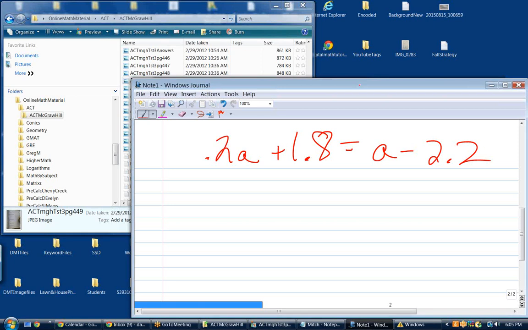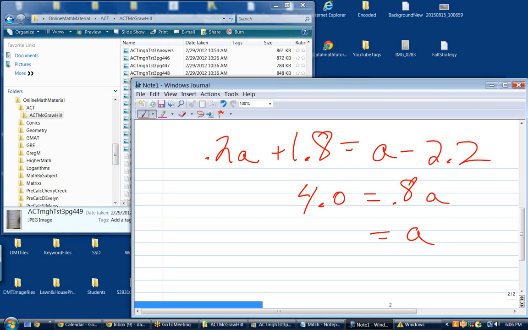So if we do both of those steps at once, what do we end up with on the left? What's 1.8 plus 2.2? 4.0 equals how many? 0.8a. A equals what?